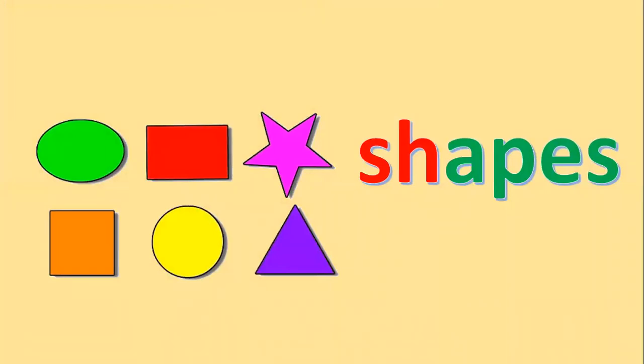Now, what's this? These are different shapes. Yes, you all know this. These are different shapes like oval, rectangle, star, square, circle, triangle. What are all these? These are shapes. And how to read and write this? Sh, apes, shapes. Sh, apes, shapes.